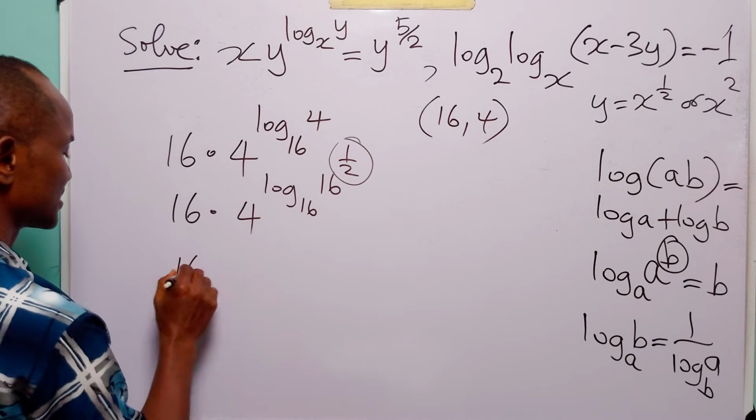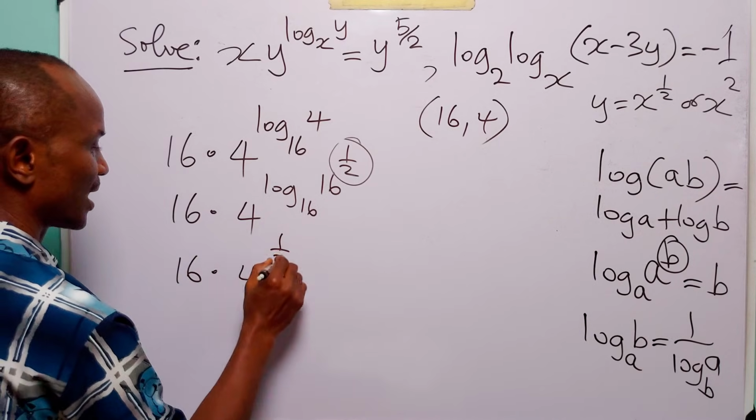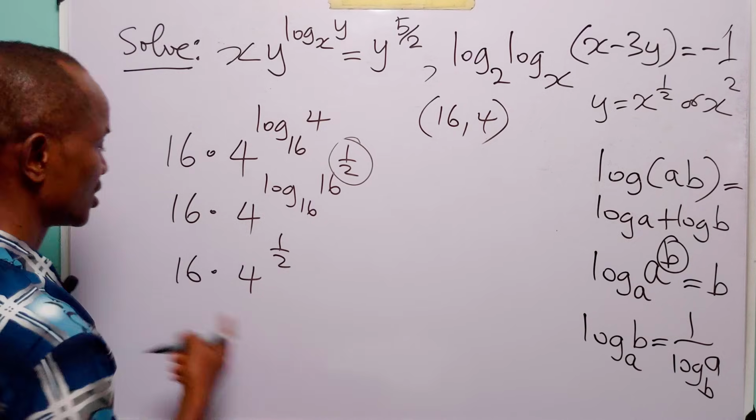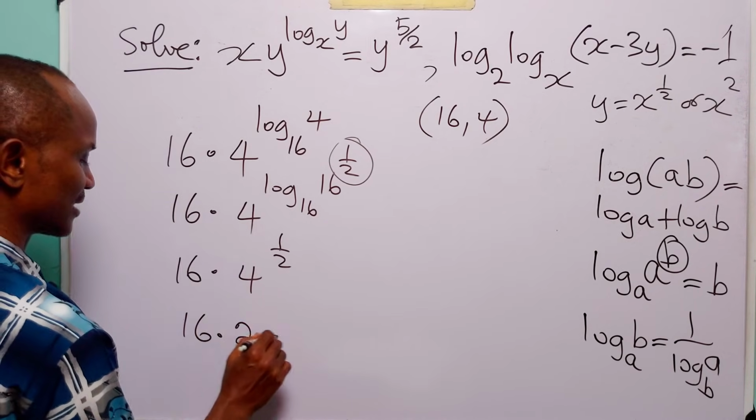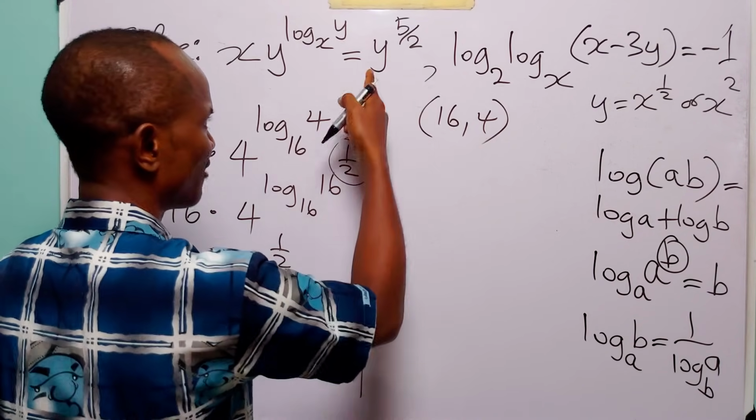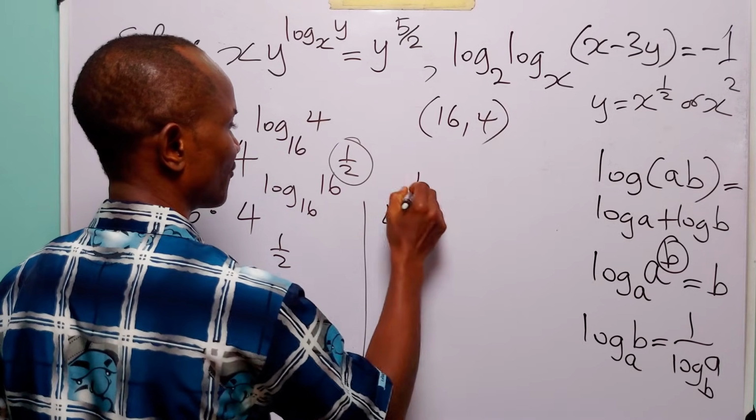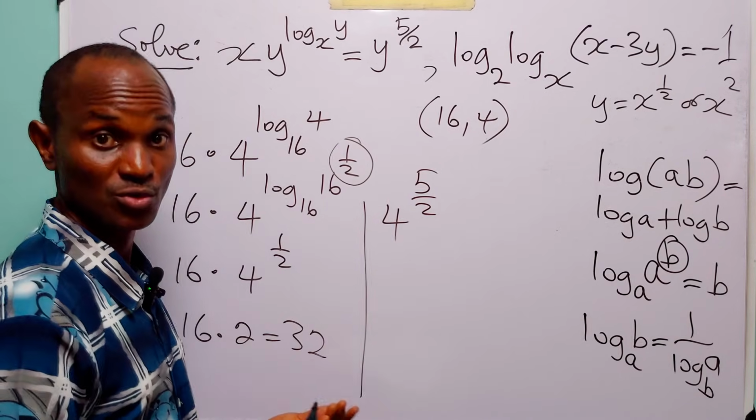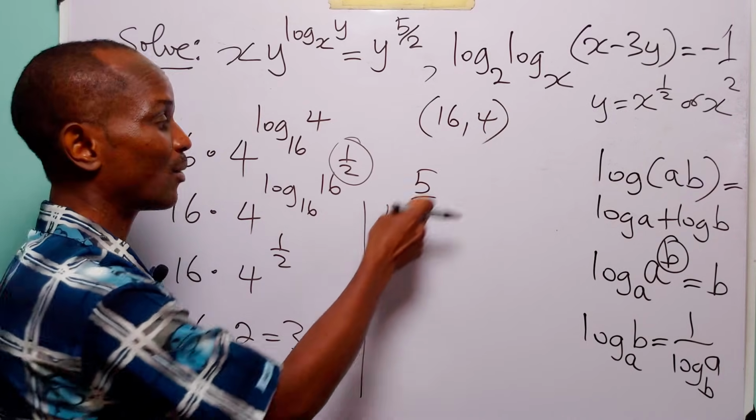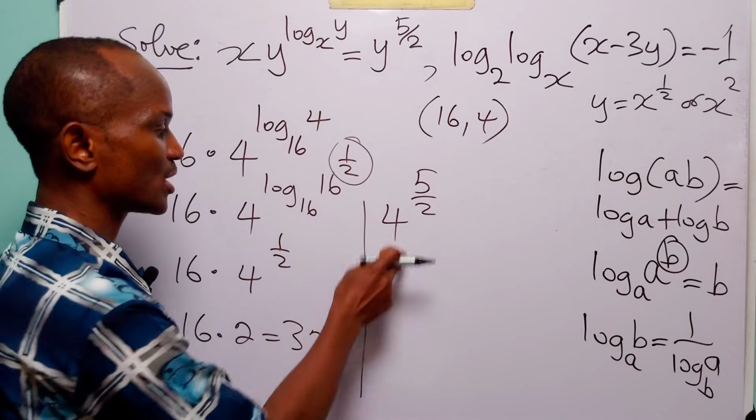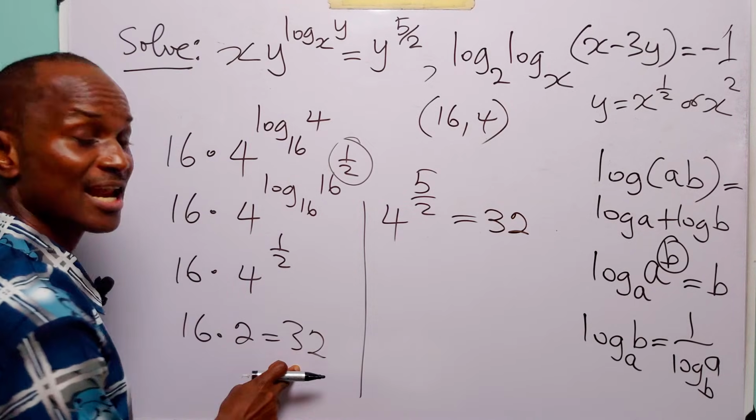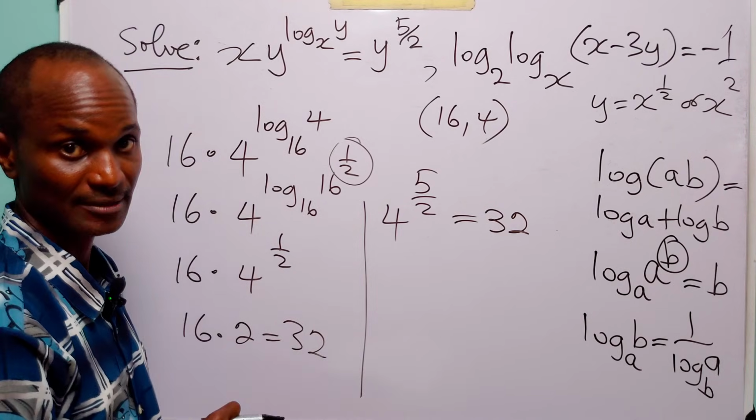So this is 16 multiplied by 4 to the power half. 4 to the power half is the square root of 4, which of course is equal to 2. So this is 16 multiplied by 2, which is 32. And on the right hand side, we have y, which is 4 to the power 5 over 2. Of course, you know that this is simply the square root of 4 raised to the power 5. The square root of 4 is 2. 2 raised to power 5 is equal to 32. So you can see that the left hand side is equal to the right hand side.